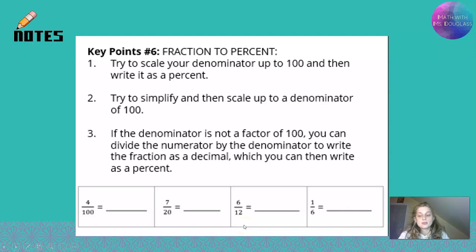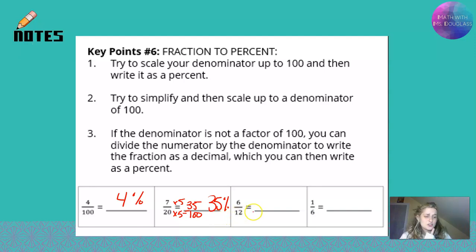Okay, fractions can be the hardest ones. It kind of depends on what the fraction is. Option 1 is it's super easy and it's already out of 100. That would be 4%. Option 2, it's not out of 100, but you can easily scale your way up. I know that 2 times 5 is 100. So I'm going to do 7 times 5. That's 35 hundredths. That's 35%.